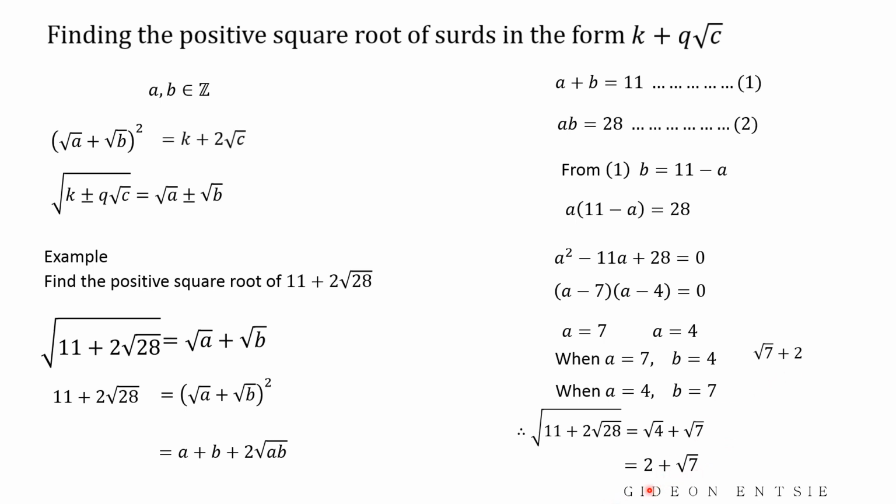So this is our solution for the positive square root of 11 plus 2 square root of 28. Let's consider another example.